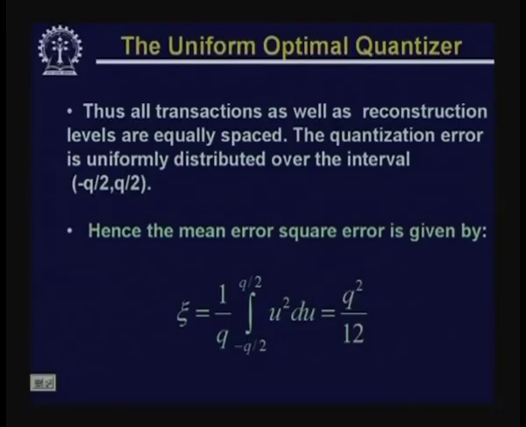So, here you find that all the transition levels as well as the reconstruction levels are equally spaced, and the quantization error in this case is uniformly distributed over the interval minus q by 2 to q by 2. And the mean square error in this particular case, if we compute, will be given by 1 upon q, u square du. You take the integral from minus q by 2 to q by 2, which will be nothing but q square by 12.